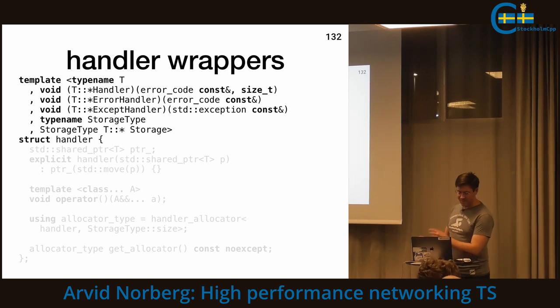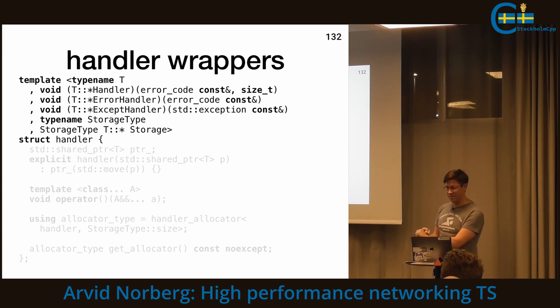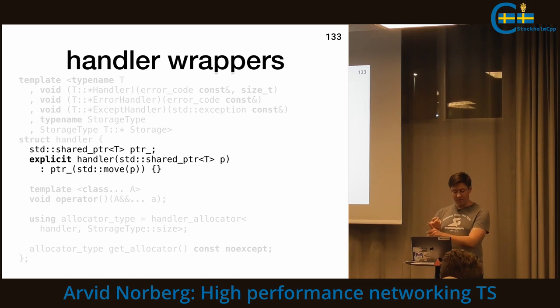So this is a handler wrapper that takes the type of the connection object and the member function pointer. So the member function pointer is a template argument. The error handler member function pointer, the exception handler member function pointer, the type of the storage and the pointer to the storage, which is a data member pointer. All of these are template arguments known at compile time. No need to store them anywhere. We contain our shared pointer to T, to ourself, and then we just construct it from the shared pointer and move that into our member.